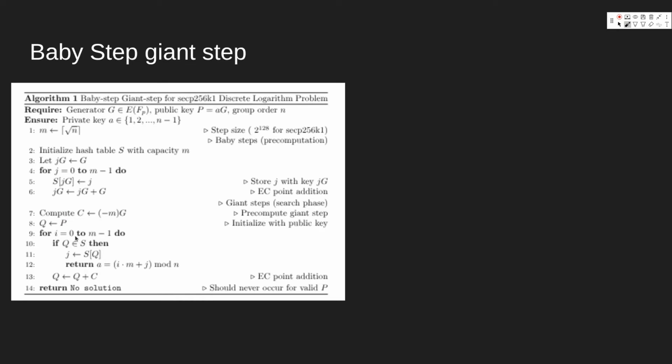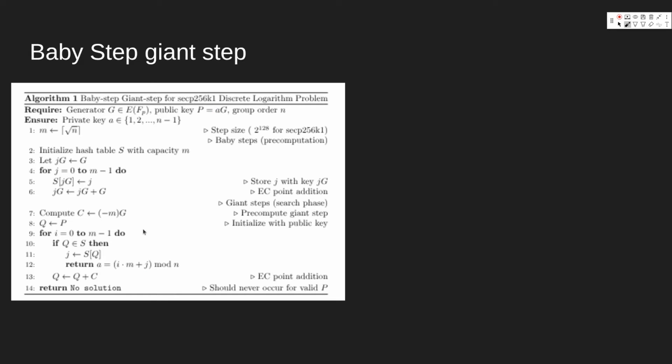At every iteration, I compute q as q plus c. If the computed value of q is already a key stored in the hash table, then I take the corresponding value j out of that hash table, and I return this particular value as the key, as the private key.